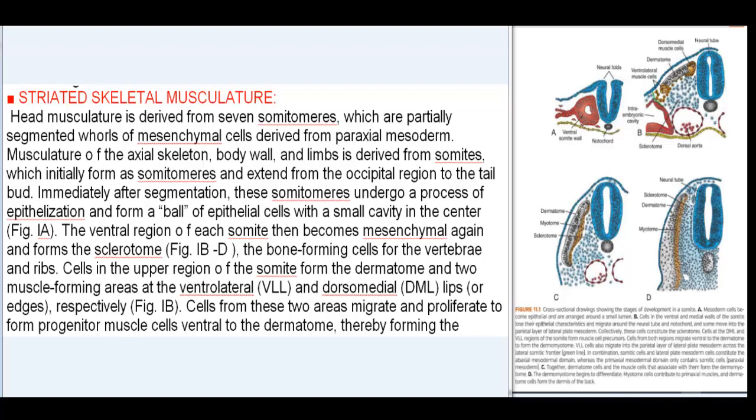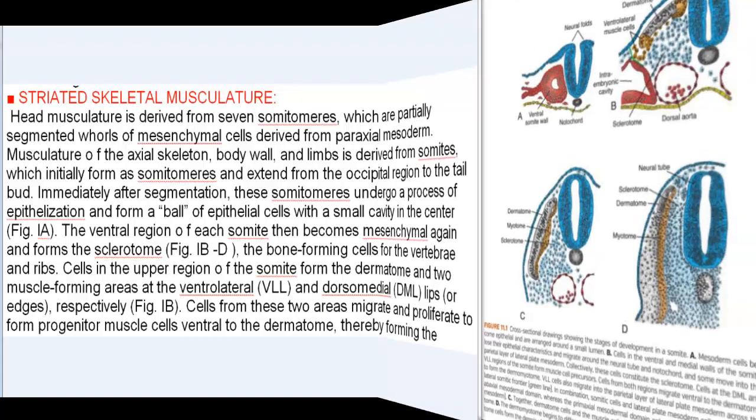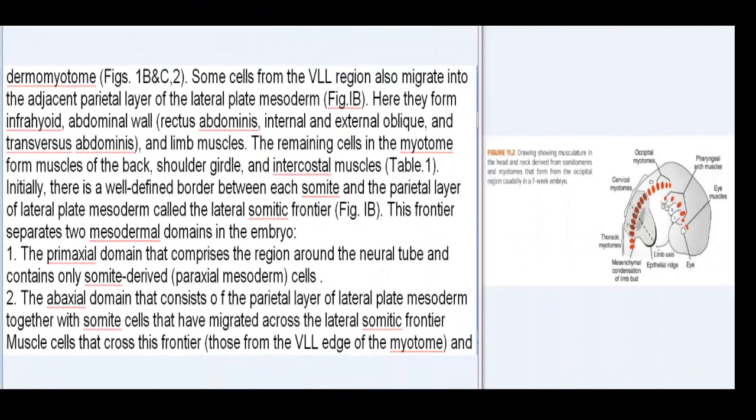The ventral region of each somite then becomes mesenchymal again and forms the sclerotome, Fig. 1B, the bone-forming cells for the vertebrae and ribs. Cells in the upper region of the somite form the dermatome and 2 muscle-forming areas at the ventrolateral (VLL) and dorsomedial (DML) lips, or edges, respectively, Fig. 1B. Cells from these 2 areas migrate and proliferate to form progenitor muscle cells ventral to the dermatome, thereby forming the dermomyotome, Figs. 1B and C2.